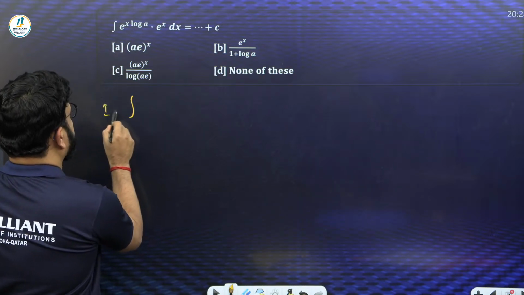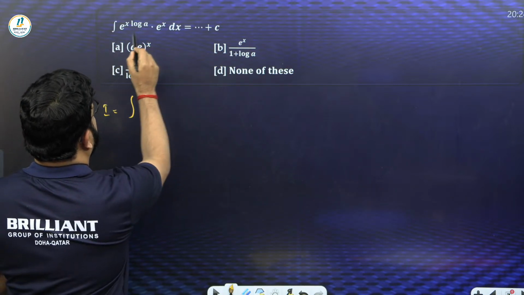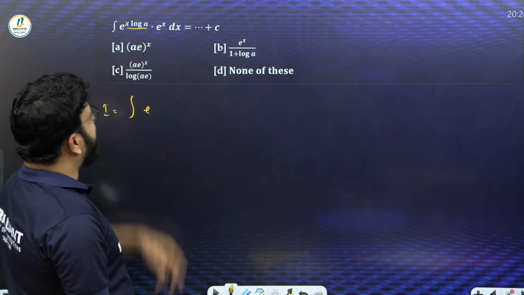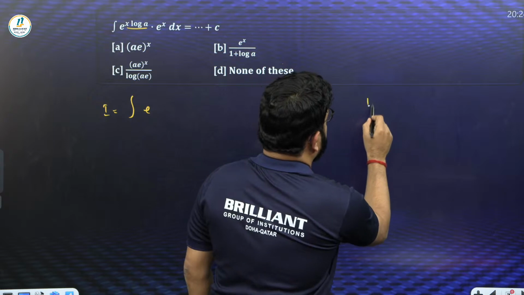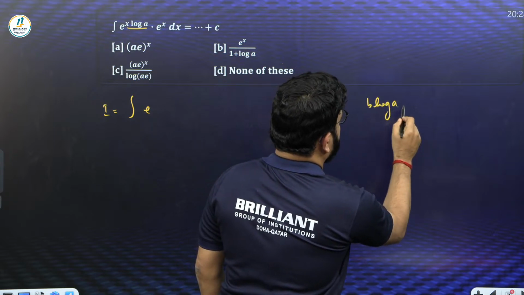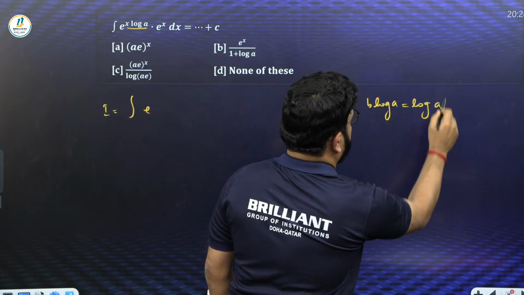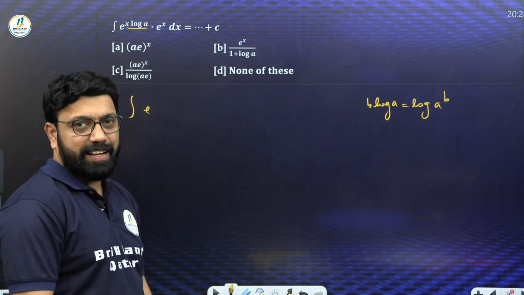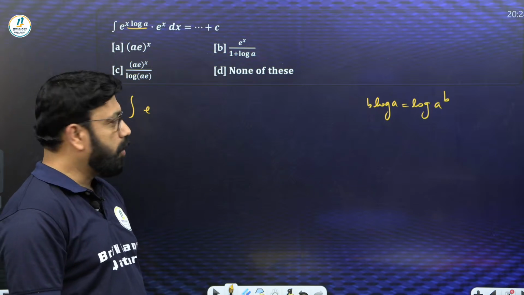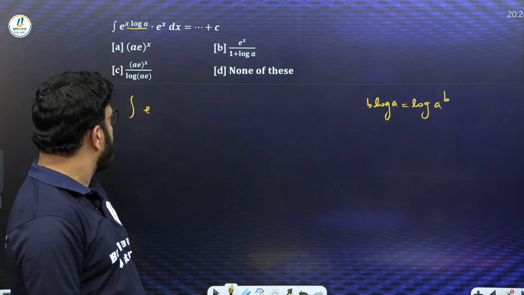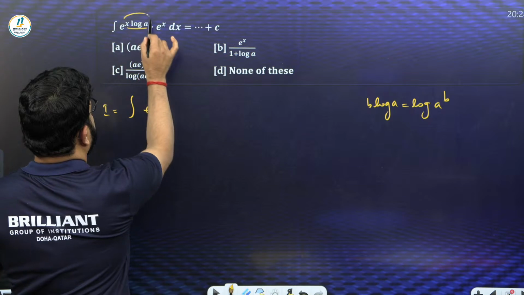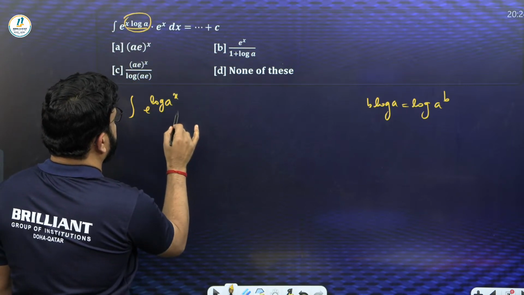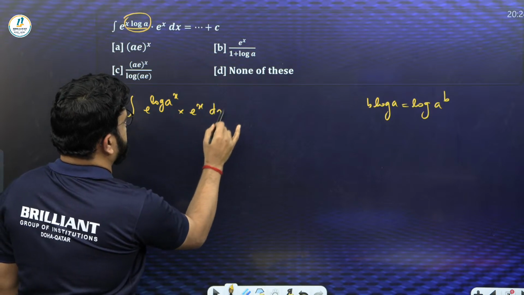The integral of, or we can take, e raised to x log a. One step I am skipping, actually. So what is x log a? You learned that b log a equals log a power b, or n log a equals log a raised to n. So here, what is x log a? x log a we can write as log of a raised to x, into e raised to x dx.